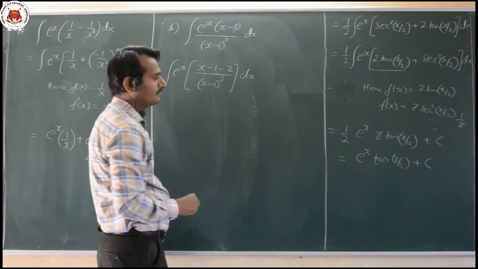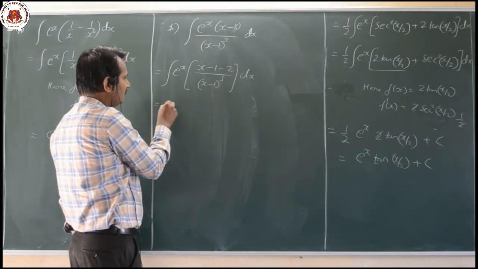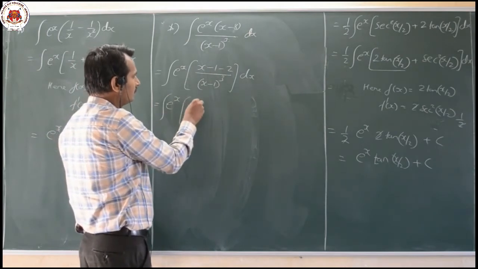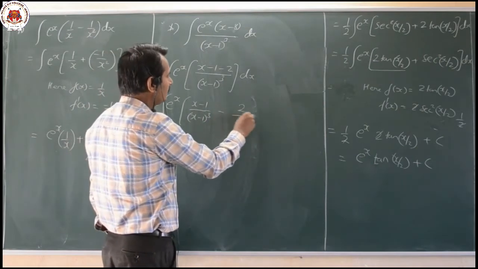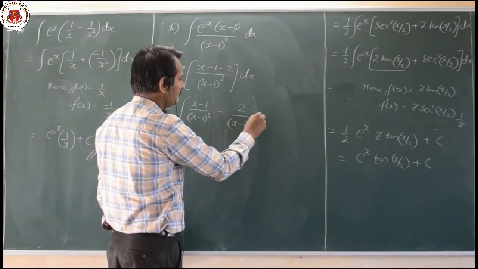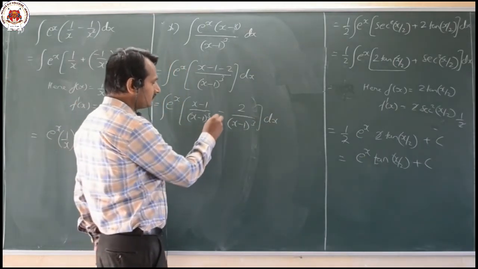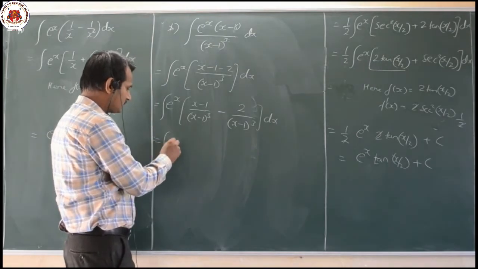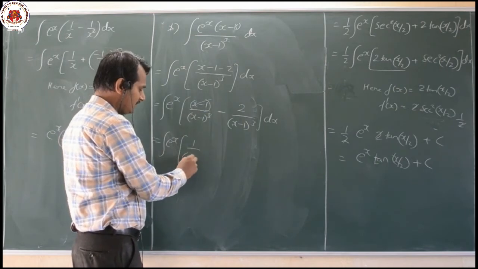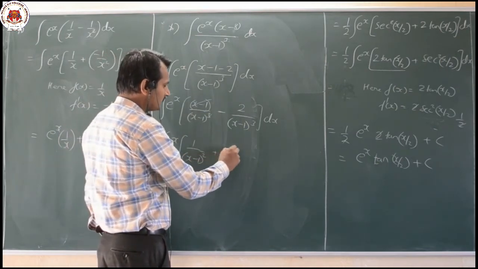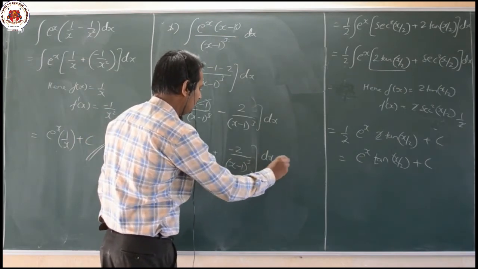Now what I will do is divide x minus 1 by the whole term and minus 2 by this term, which is equal to e raised to x integration of x minus 1 divided by x minus 1 whole cube, minus 2 divided by x minus 1 whole cube, into dx. Which is equal to integration of e raised to x, 1 divided by x minus 1 whole square plus of minus 2 divided by x minus 1 whole cube, into dx.